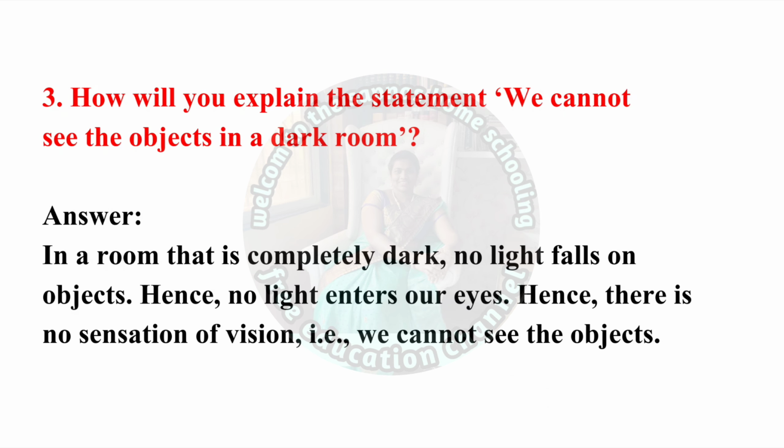Question 3. How will you explain the statement, we cannot see the objects in the dark room? Answer. In a room that is completely dark, no light falls on the object. Hence, no light enters our eyes. Hence, there is no sensation of vision. That is, we cannot see the objects.